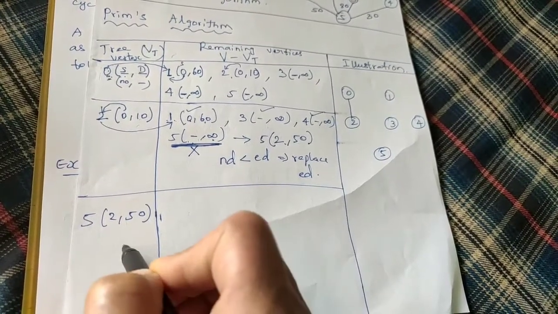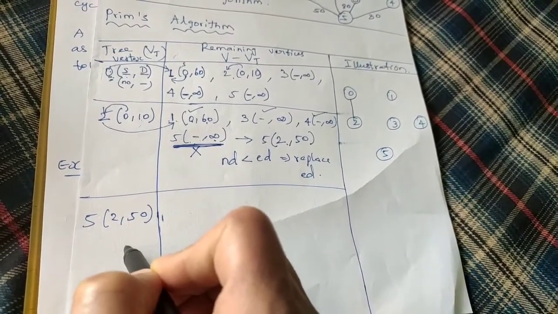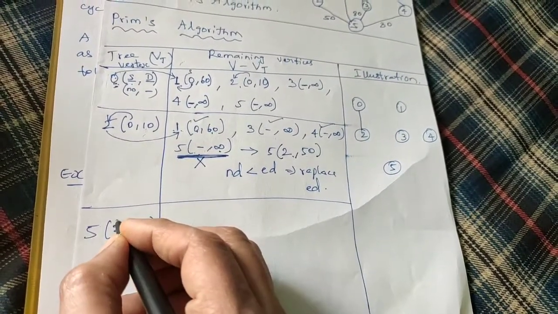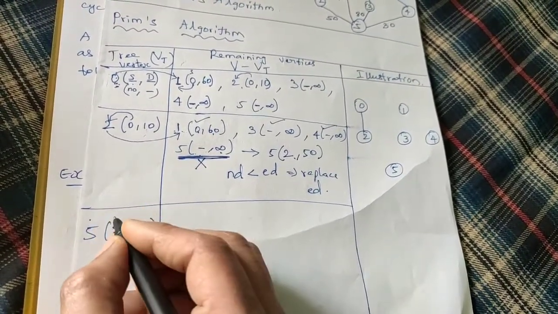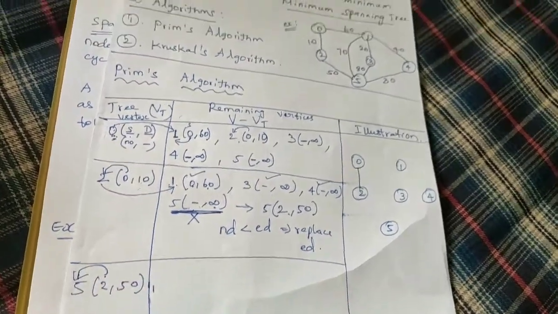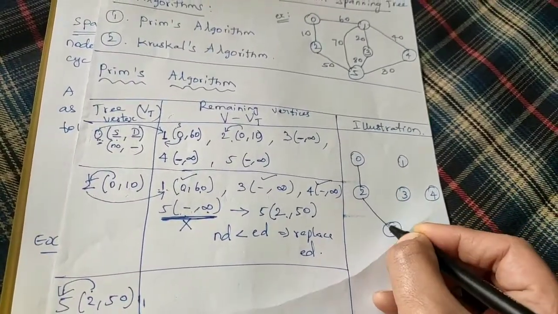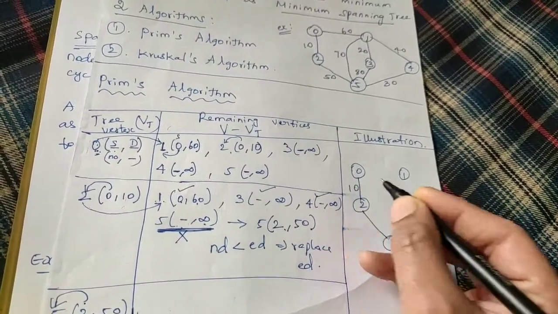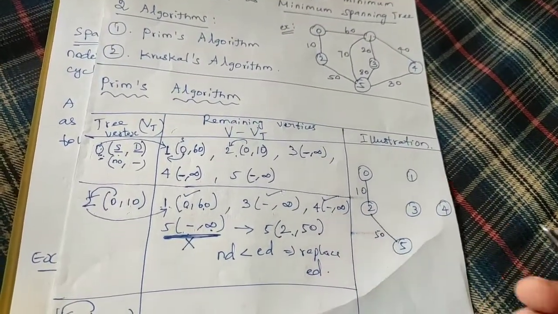Now once I bring any vertex to the tree vertex, I need to include the edge. So what is the edge? This is the source, this is the destination. So 2 to 5 is the edge what I am going to include in my tree. So the edge value of this is 10, edge value of this is 50.